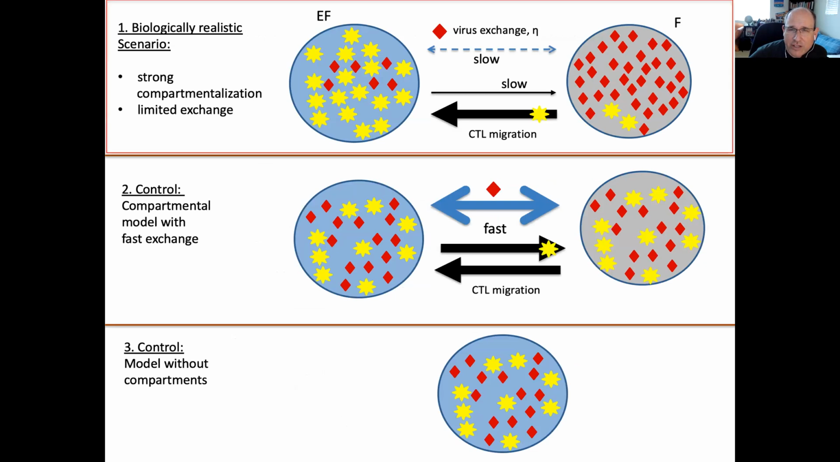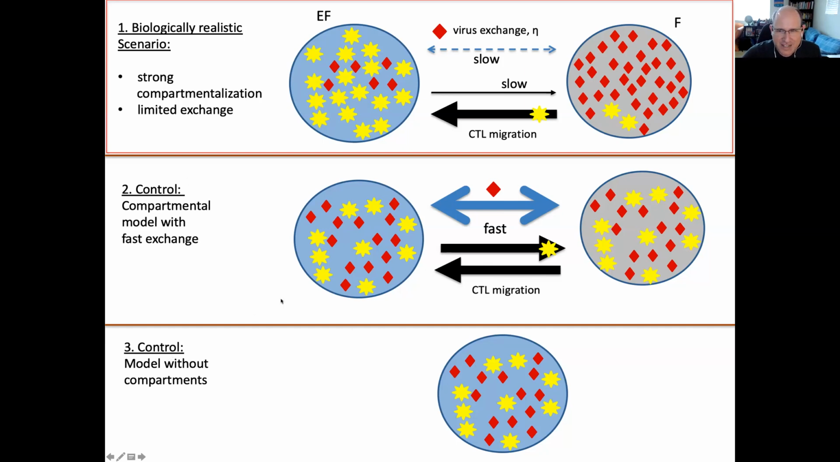So we want to understand the effect of this compartmentalization on the dynamics. In order to do that, we also need to consider control scenarios. The biologically realistic scenario, which we have up here, model version 1, is that you have a slow exchange of virus between the two compartments, and the CTL move rather slowly from EF to F. Then we can have a control and ask how the dynamics would be if there was really fast exchange between the two compartments, both for virus-infected cells and for the CTL. That will tell us what this slow movement rate does. And the other control is down here. It's a one compartment model, just basically well-mixed ODEs.